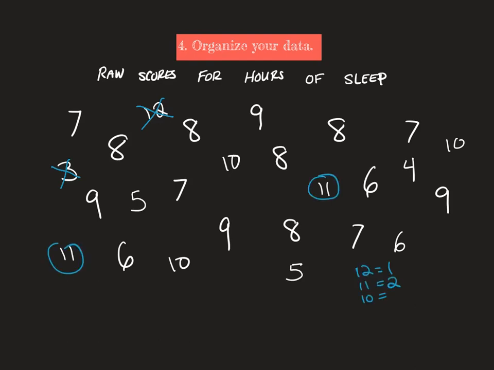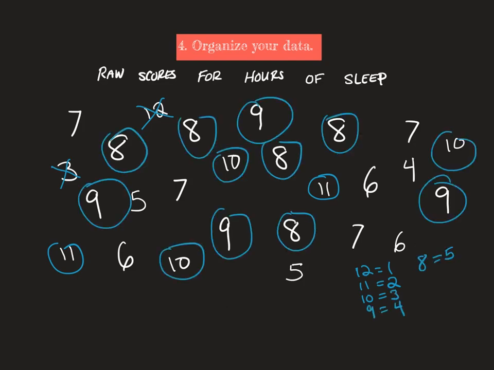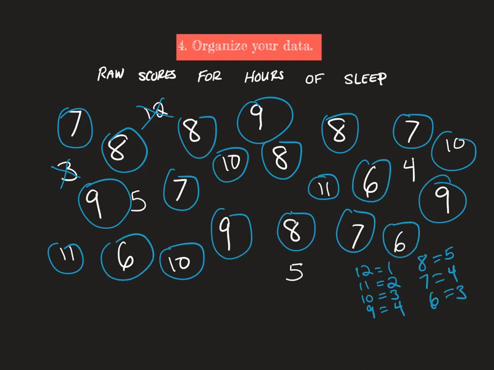I see 2 11s in our dataset, 3 10s, 4 9s, 5 8s, 4 7s, 3 6s. There are 2 5s and 1 4. I already know that there's only 1 3.